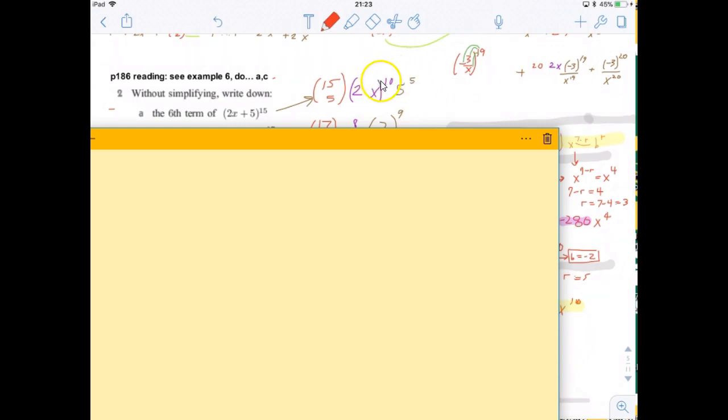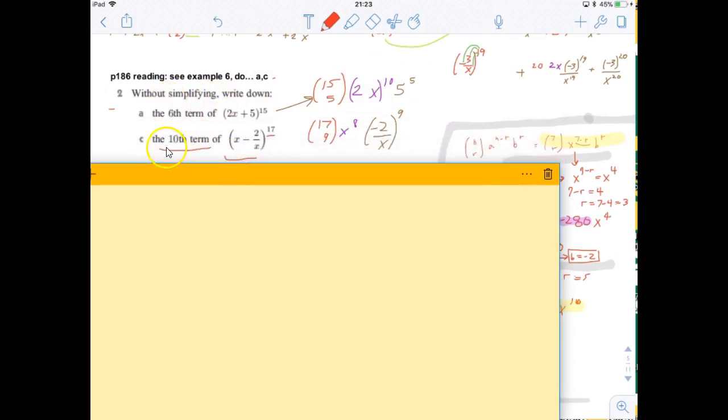So how can you check to see that you did your exponents right? Well, one brief check, which isn't 100%, but it's pretty good, is you can add the two exponents together, and that should give you your n value. So 10 plus 5 gives us the n value. So it looks like we probably got our exponents right. Okay, so that is the answer for part A.